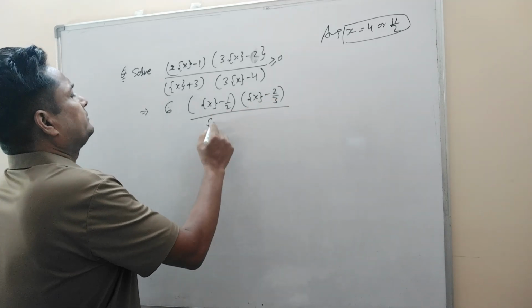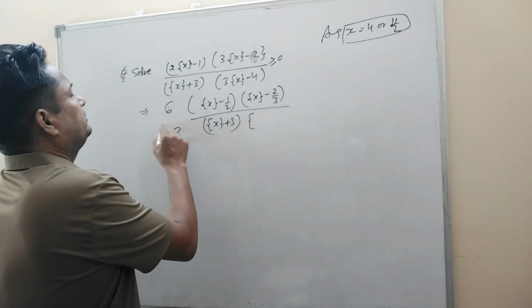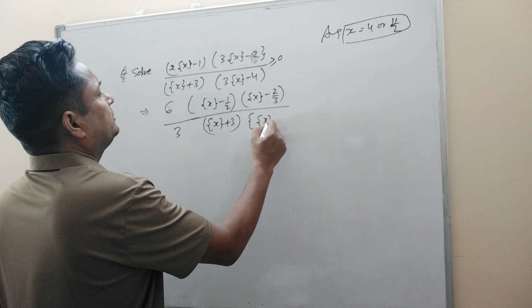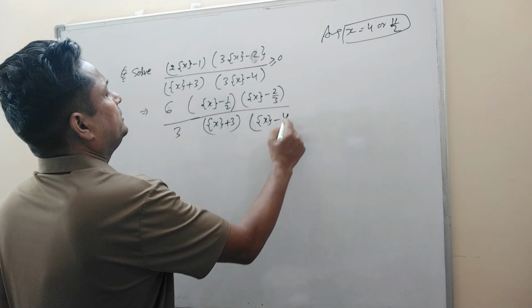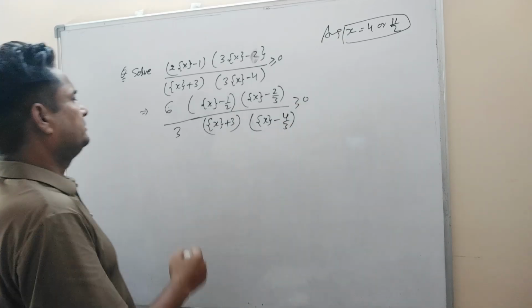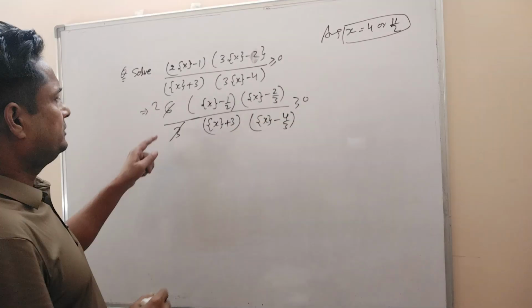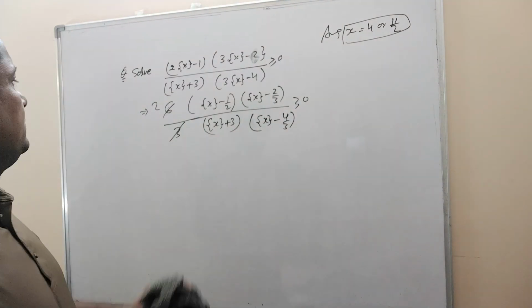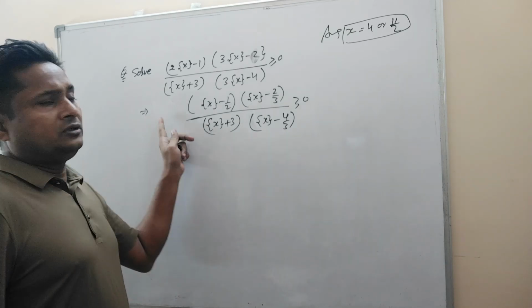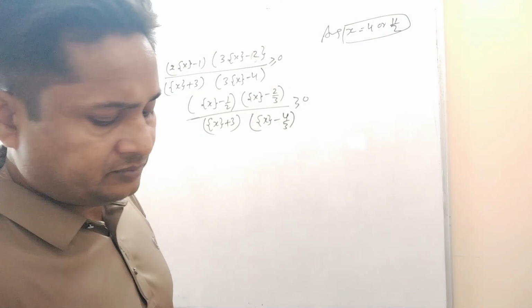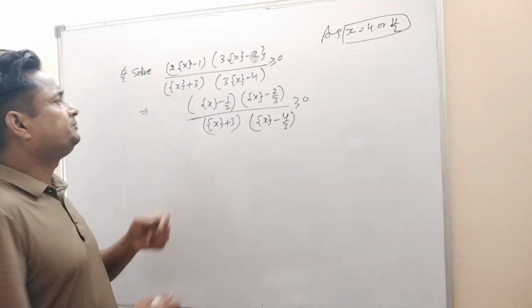Divided by {x} plus 3 into this will be 3 here, and {x} minus 4/3 greater than or equal to 0. So this is what? 2, and divide by 2. This is our inequality now. 2 is a positive number, divide this by 2, the inequality will not change. So this is our inequality.